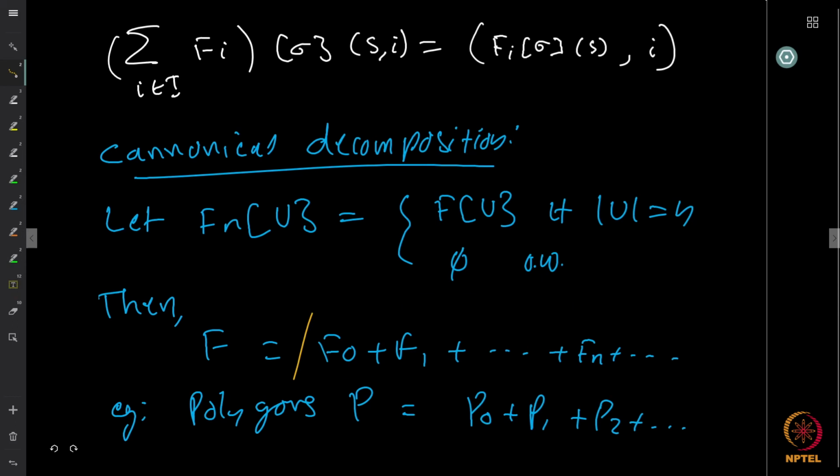So an example is if you're looking at polygons. Polygons with 0 elements, 1 element, 2 elements, 3 elements, etc. And then all of them together form the species of all polygons.